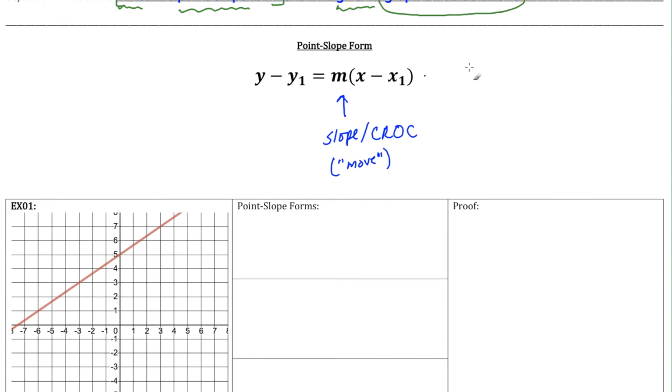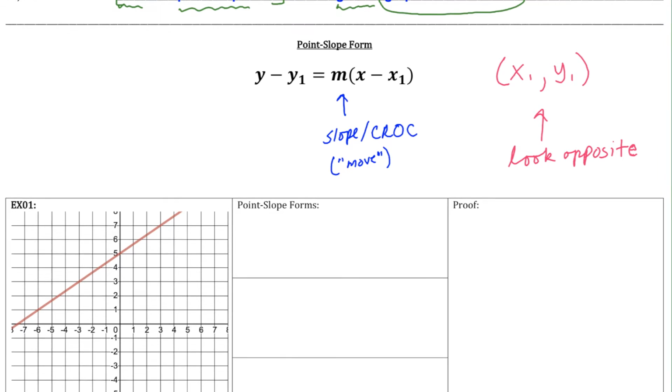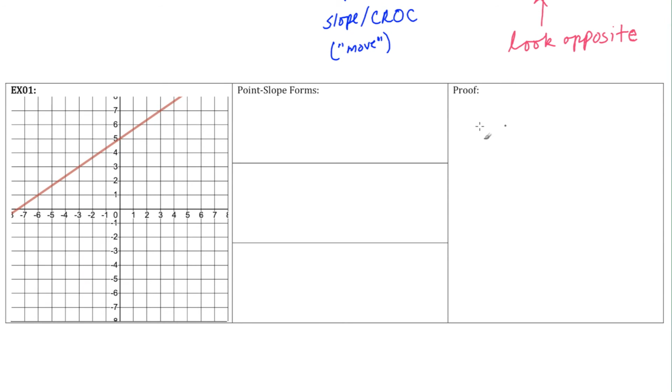And then we will have an x1 and a y1. We will have a solution, x1 and y1. And remember that this point will look opposite of what it is because we're subtracting it. So if it's positive, when we subtract it, it'll look negative. And if it's negative, when we subtract it, it will look positive. So that's point slope form.